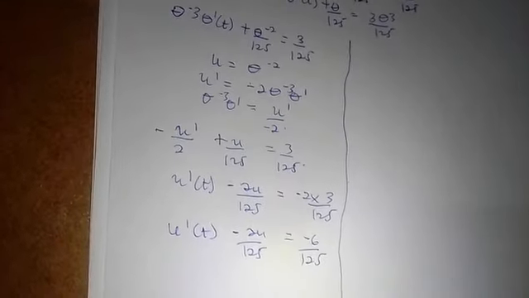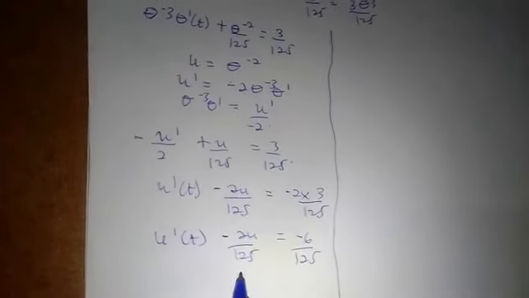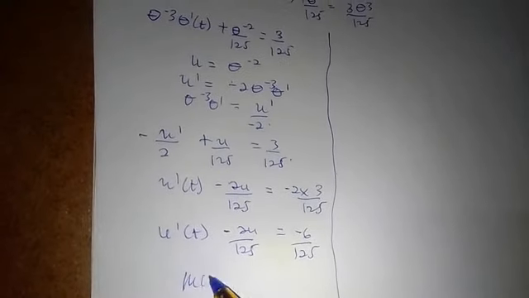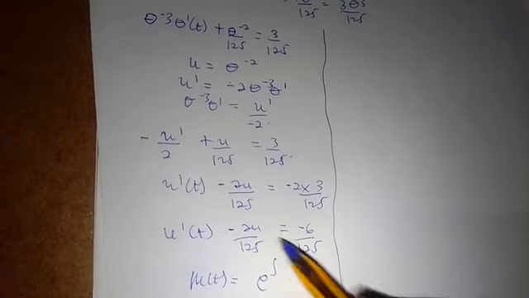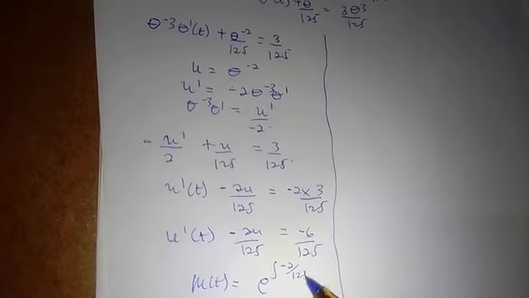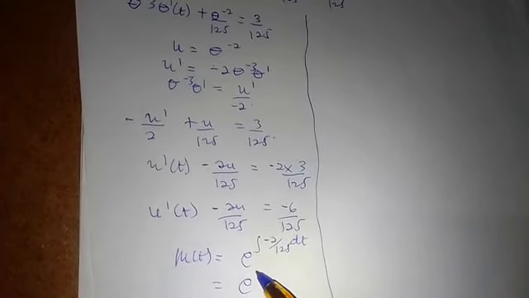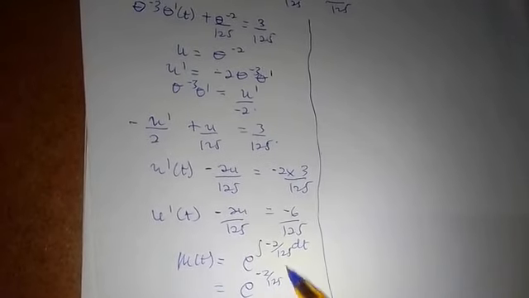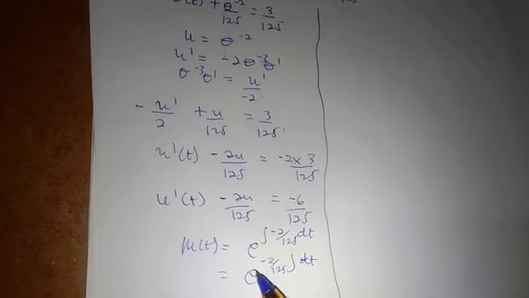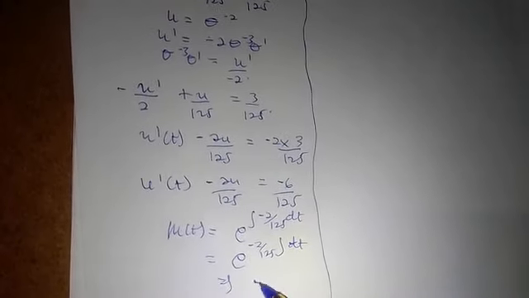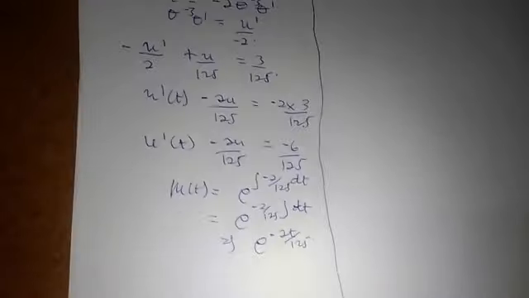So at this point, it is in the linear form. So what do I have to find? I have to find the integrating factor. So finding the integrating factor, mu of t is equal to e to the power integral of the coefficient of this u, that is negative 2 over 125 dt. And this is simple, it will give e to the power negative 2 on 125 integral of dt. So integral of dt, we assume that there is 1 here, and that is going to give us t. So this will be simply e to the power negative 2t over 125, and this is our integrating factor.